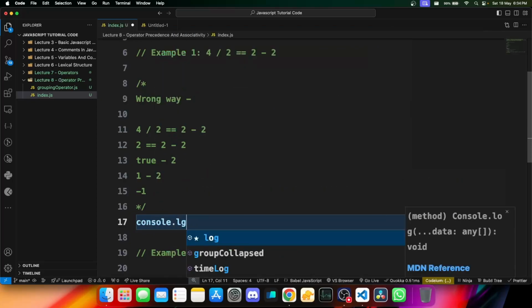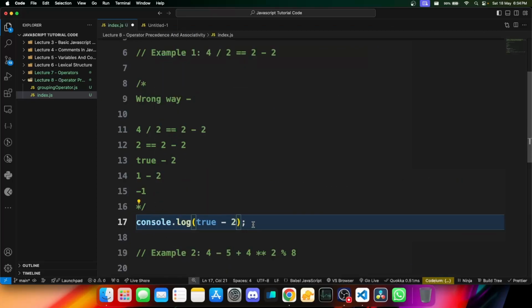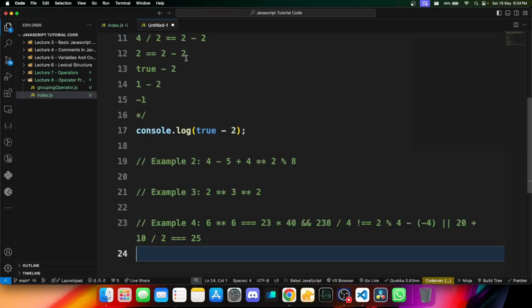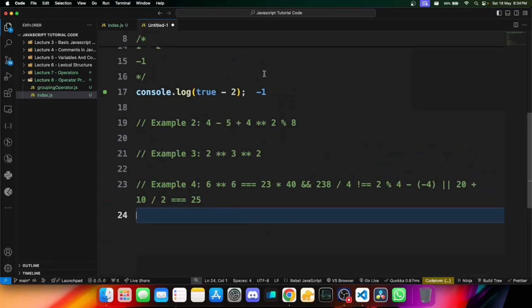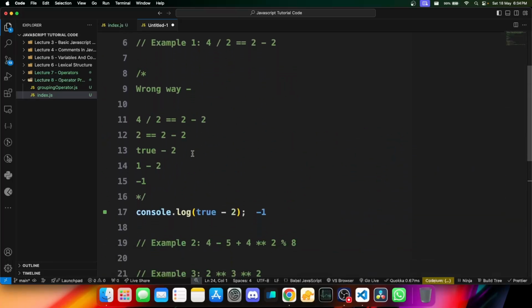So console log, and if you see the answer, let me actually take this to coca.js, and you can see it's minus 1. So yeah, that's how you can actually go and do this.